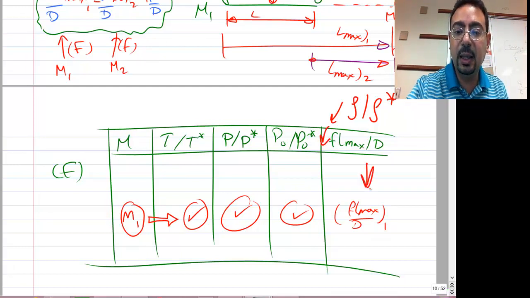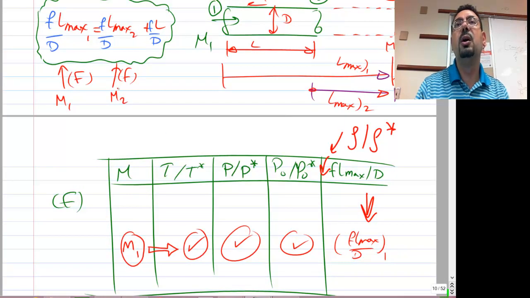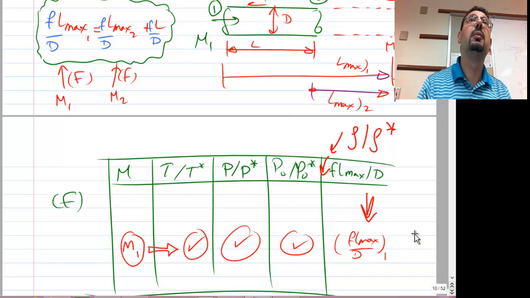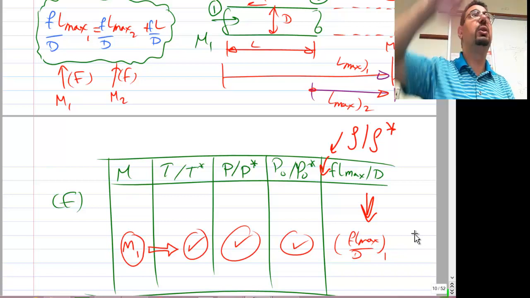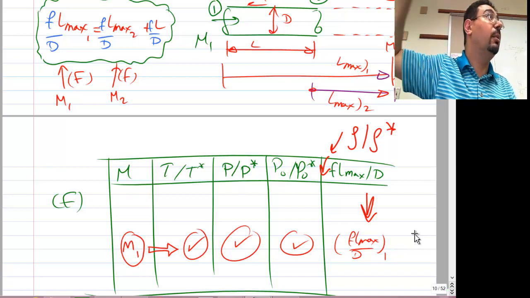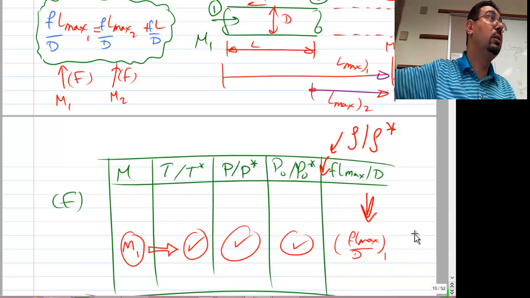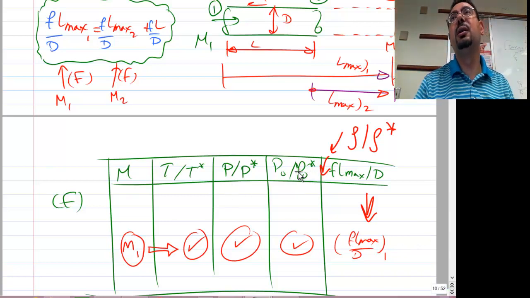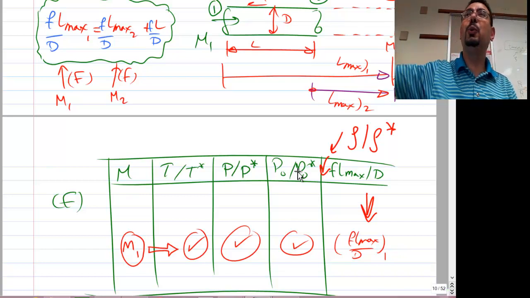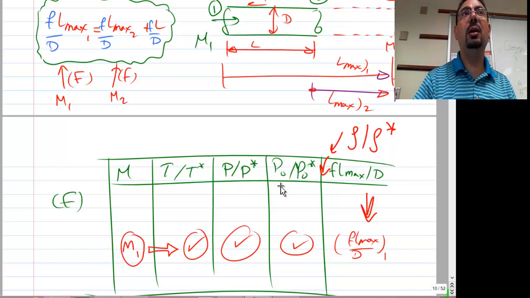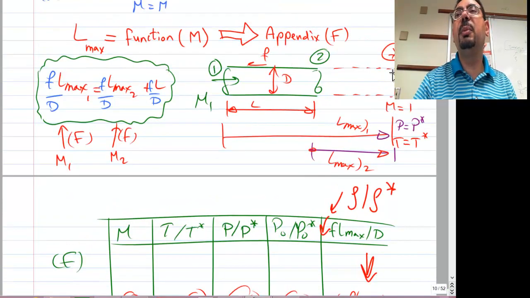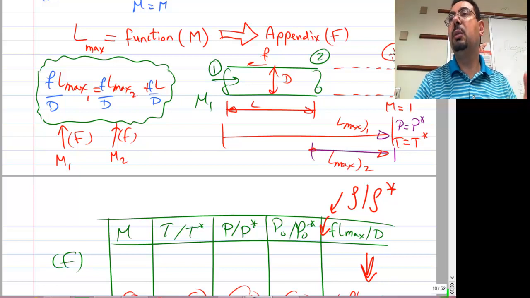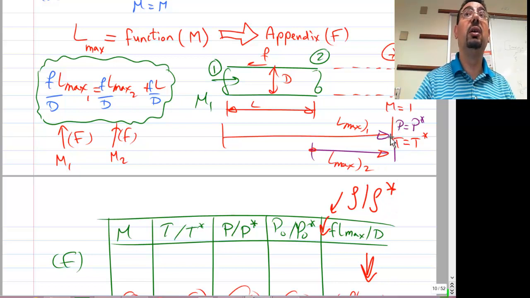It's specifically this one, the f L max over D, that's what we need to solve the problems. All right? How come there is no T naught over T naught star? Because it doesn't change. Very good. So T naught throughout the duct, the adiabatic duct restriction, is constant. All right? But there is P naught over P naught star, because P naught is being killed as we are moving in the duct because of all the friction, right? And so all those star conditions are basically the pressure, the temperature, the P naught at this point. This point could be real, could be imaginary, meaning that the duct could finish here and you never reach the star.